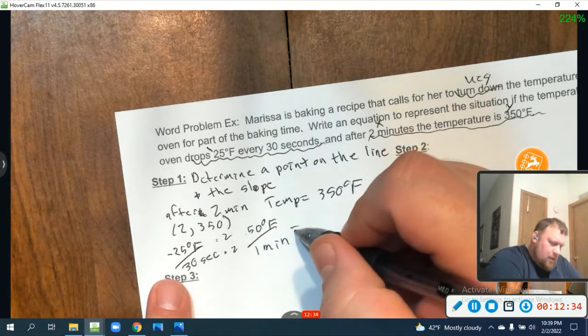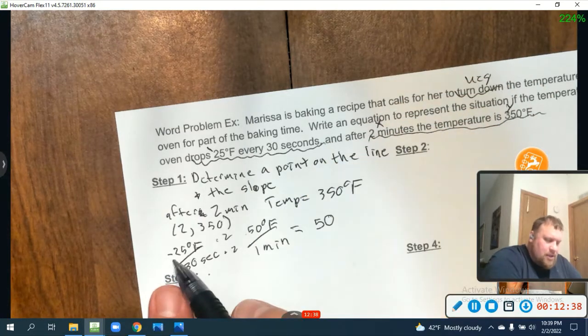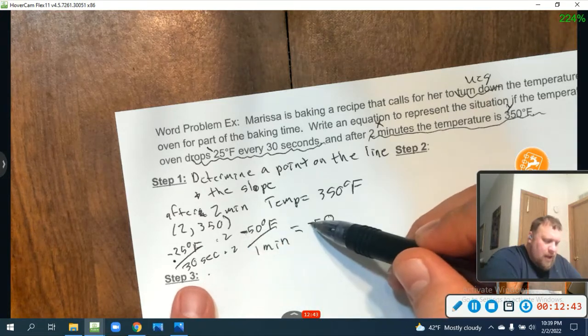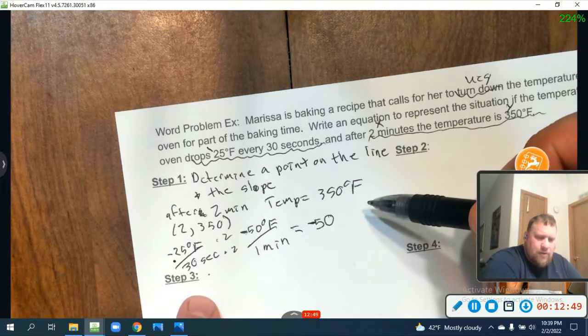And what is that really? That's just a slope of 50. And when you pay attention to this, I forgot to put that. It's a negative 25 times 2, which is negative 50. So that's a slope of negative 50 because it's going down 50 degrees every minute. Okay, so now we have everything we need for step 2.